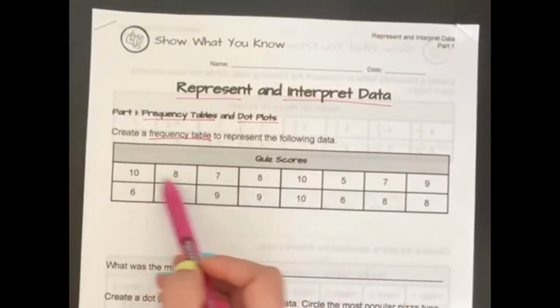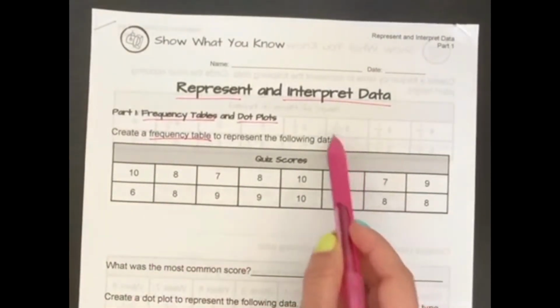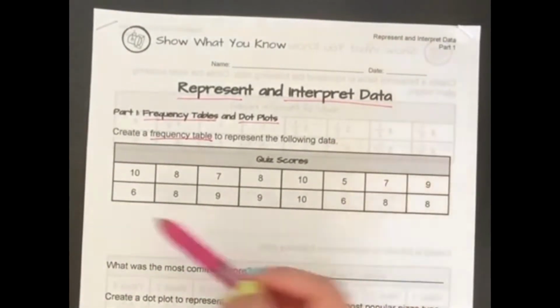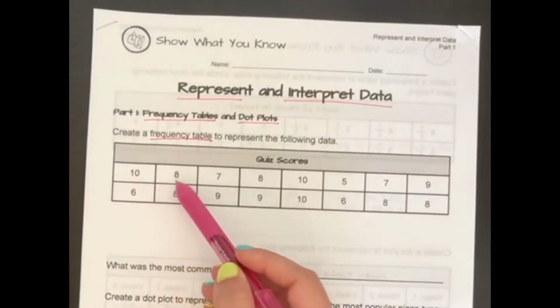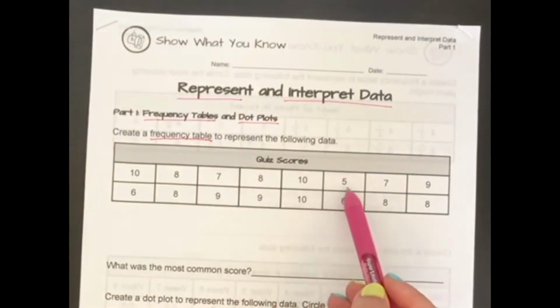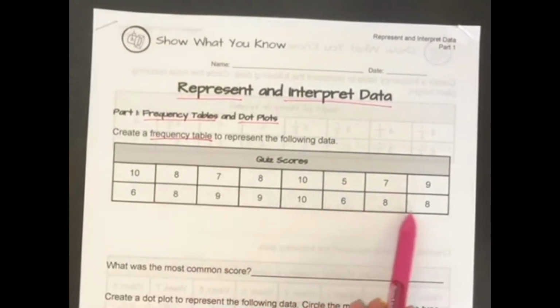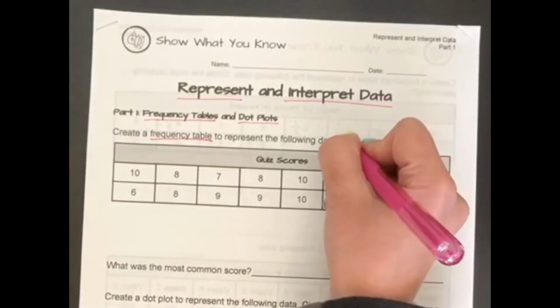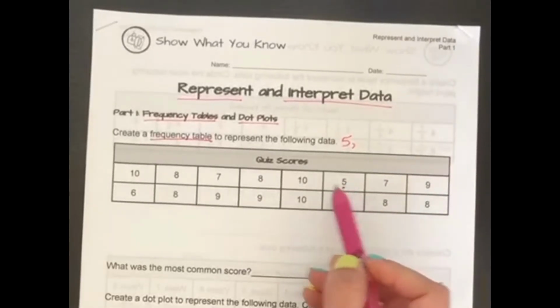So first we need to see what quiz scores do we have. I'm going to list them up the top here off to the side from least to greatest. So I notice 10 is really big. 8, 7, 5, that's really small. That's probably going to be my first one. Let's see, 6. I have no 4s. So 5 is my smallest. So 5, I'm just going to put a dot here so I know I've used that.